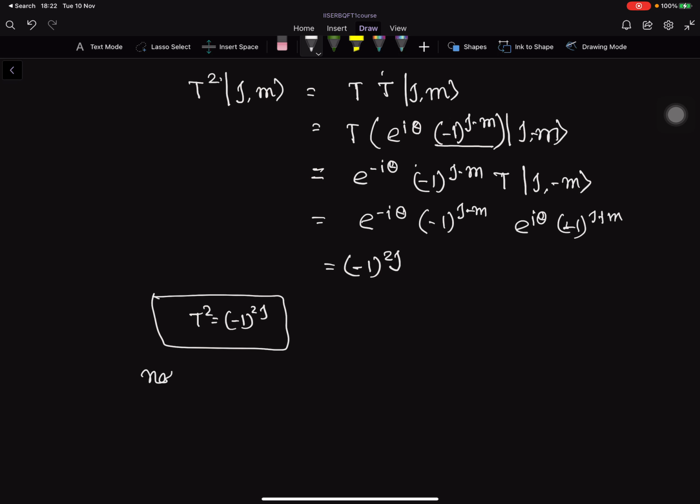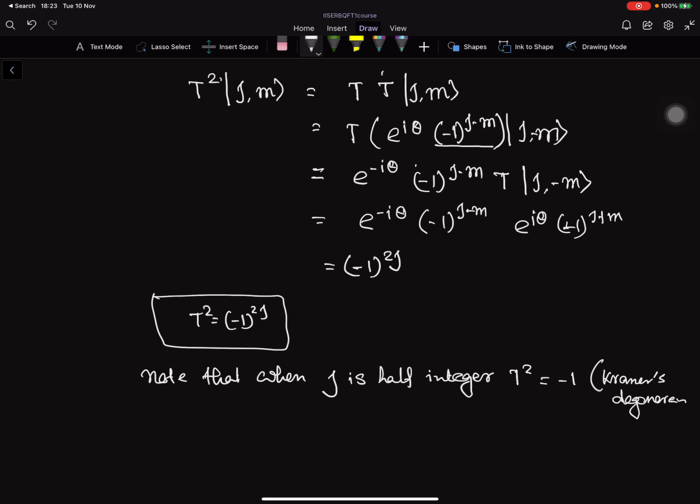Because note that when j is half integer, T squares to minus 1, and this leads to Kramers degeneracy of fermionic systems. Okay, this is a very important equation: T squares to minus 1 for fermionic representations, half integer representations, and T squares to plus 1 for all integer representations, T squares to plus 1 for bosonic representations.